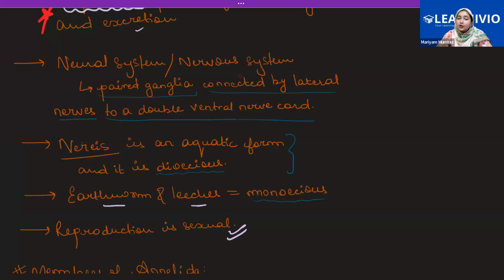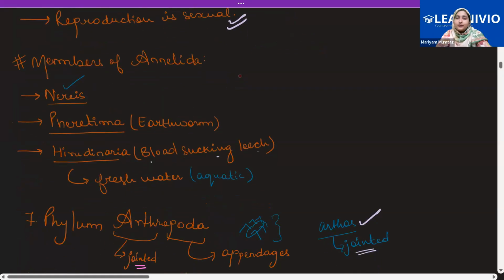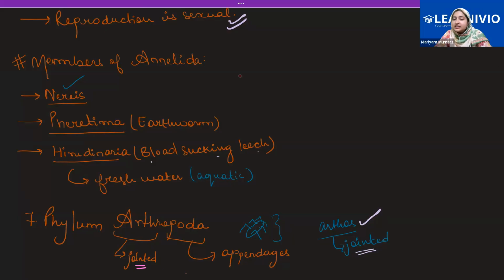Now, Nereis is an aquatic form and it is dioecious. Dioecious means males and females are separate. Whereas earthworms and leeches are monoecious. Monoecious means they are hermaphrodites, male and female in one. The reproduction is sexual reproduction. The members of the Annelida are Nereis, Pheretima, which is earthworm, and Hirudinaria, which is a blood-sucking leech. The common name and the scientific name you should remember. And remember that Hirudinaria is a freshwater organism. It is not found in the sea beaches or the oceans. It is found in freshwater.